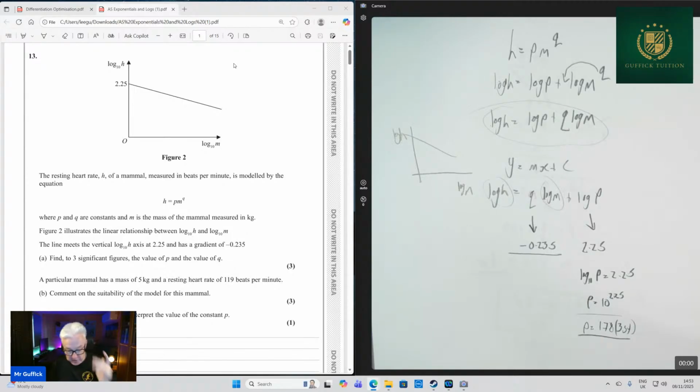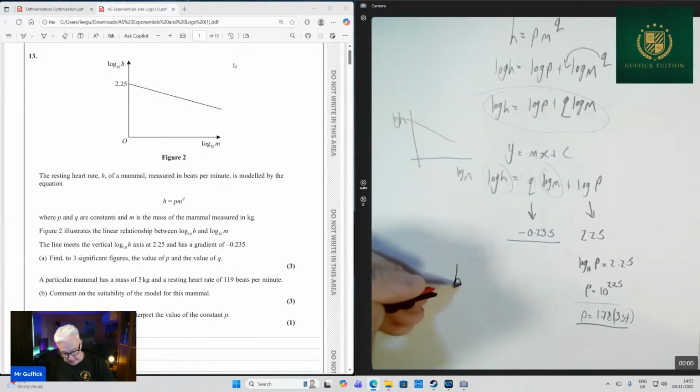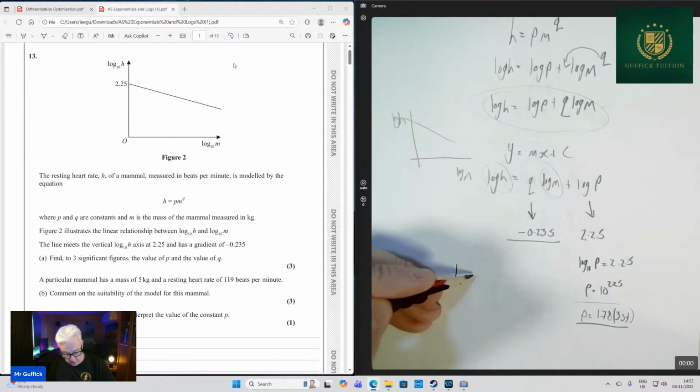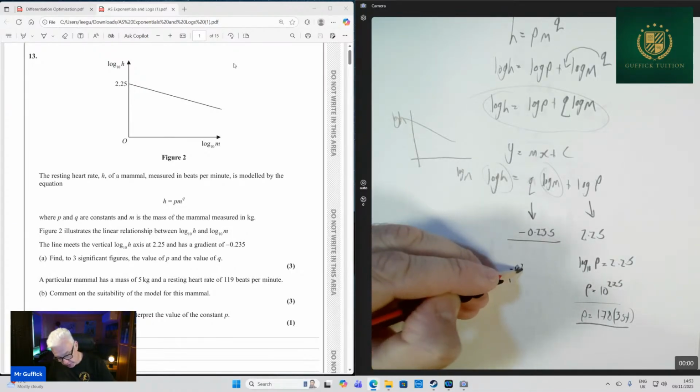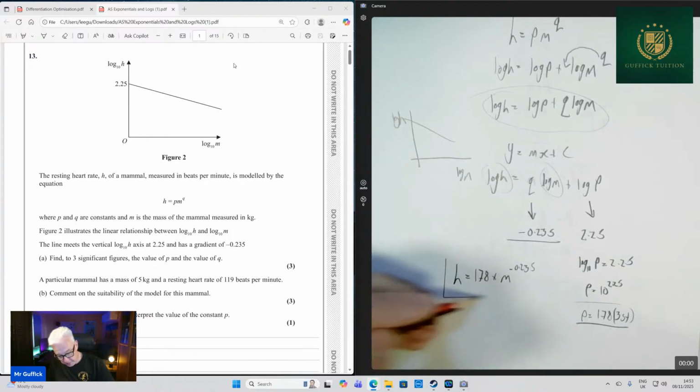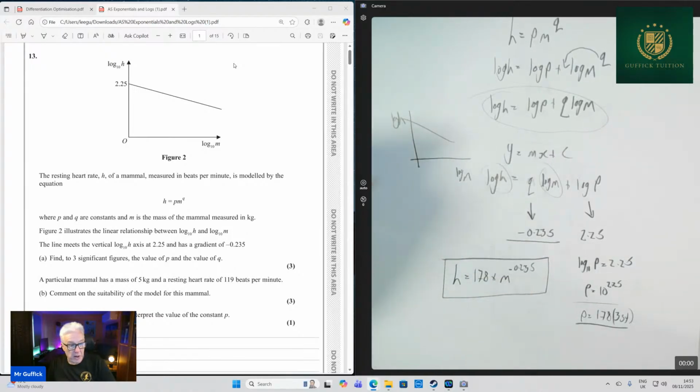Now this next bit, which means that our model, by the way, is that H is equal to 178 times M to the minus 0.235. That's our complete model. Now part B, this bit gets people. People often don't know what to do for this bit. It says a particular mammal has a mass of 5 kilograms and a resting heart rate of 119 beats per minute. It says verify, comment on the suitability of the model.